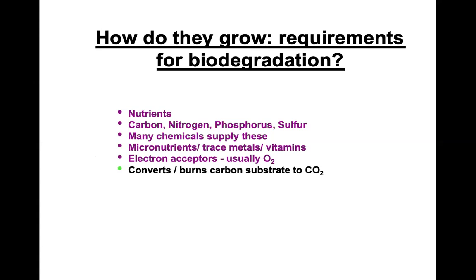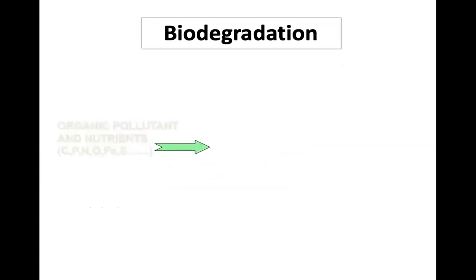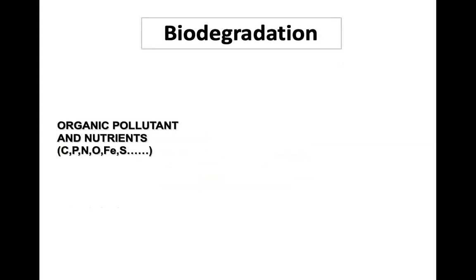It converts or burns the carbon substrate to carbon dioxide. From the biomass, they can convert biomass into carbon dioxide and release the energy. Energy and biomass, that is growth. So energy is necessary. Biodegradation, how do they do it? They use organic pollutants and nutrients. Organic pollutant nutrients contain carbon, phosphorus, nitrogen, oxygen, iron, etc. elements, and their target is to get these essential elements for their growth.